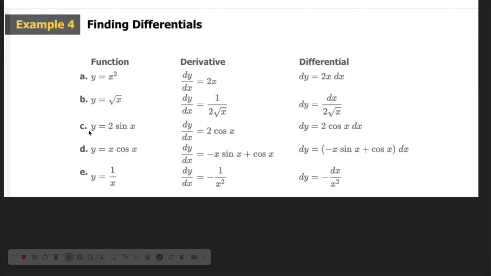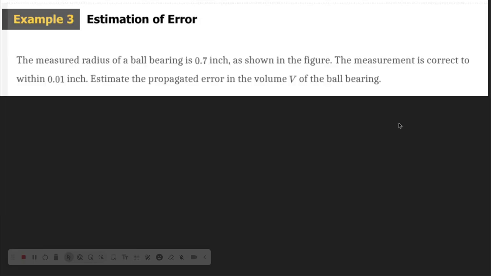So look at some others. If the function is 2 sine of x, the derivative is 2 cosine of x, so the differential dy is 2 cosine of x dx. You get it. This is why we're not doing the examples. All right, so now you'll see what this is worth. This is a true engineering question.